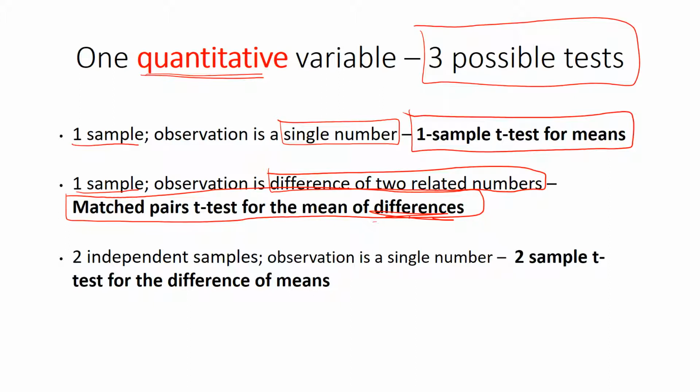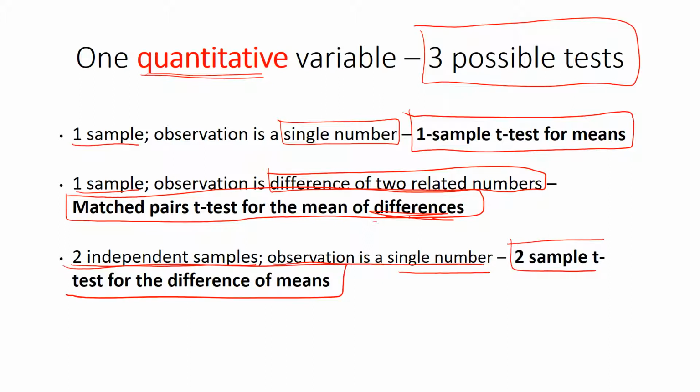If we have a quantitative variable with 2 independent samples, now each observation will always be just a single number. If we have 2 independent samples, we'll never have 2 related numbers. Now we will use a 2 sample t-test for the difference of means.